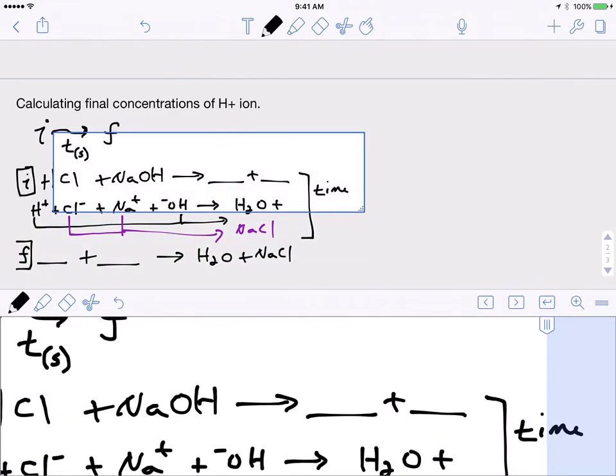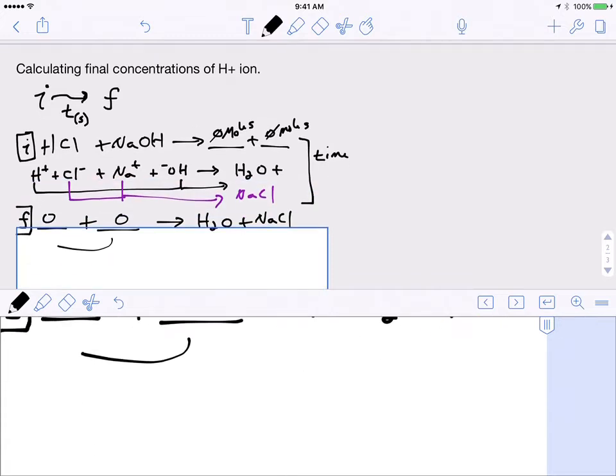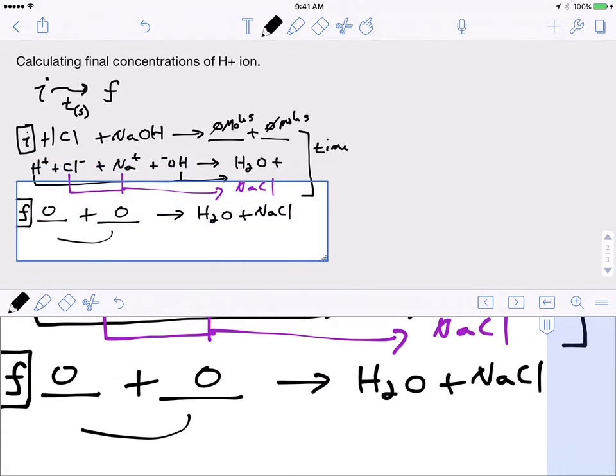So if I looked at the concentrations, well, this would be 0 moles, right? I also have 0 moles here. And of course, 0 and 0. So what we're looking at here is the formation of new things from old things, with no old things left. I hope that made sense.